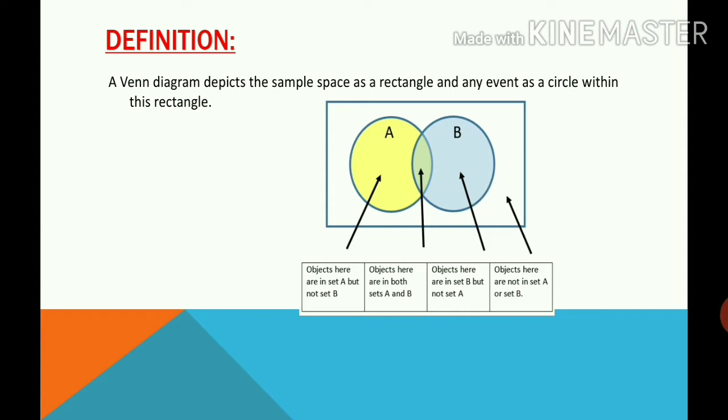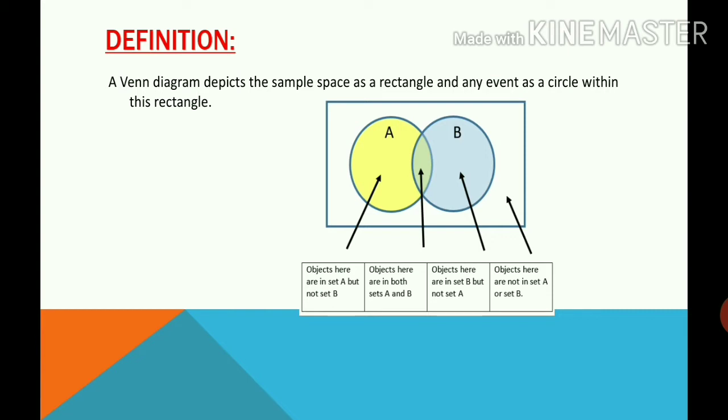So here, objects are in set A but not in set B. In this circle, you write down all the elements of set A which are not in set B. And in this mid area, which is in oval shape, you write down the elements which are in both sets, in A and in B. And in the other circle, which is B, you write down all the elements which are in set B but not in set A.